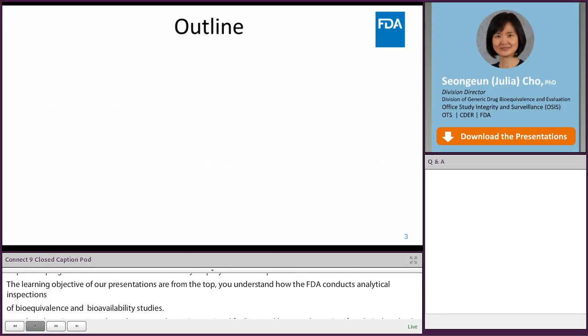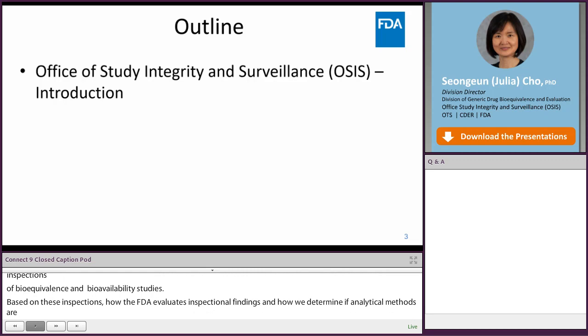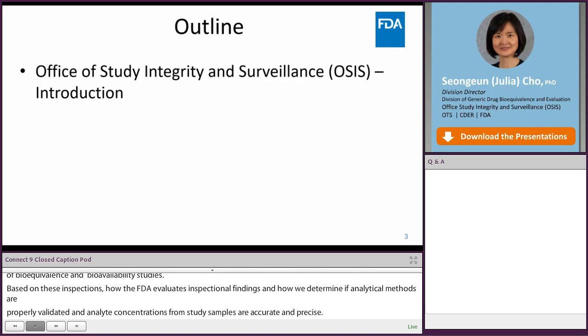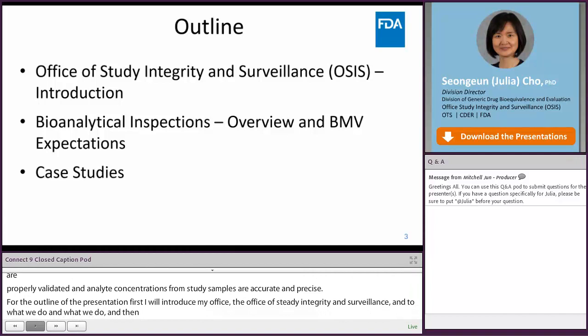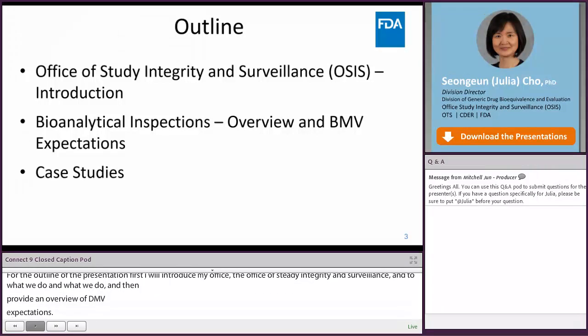For the outline of the presentation, first, I will introduce my office, the Office of Study Integrity and Surveillance, as to what we do and why we do what we do, and then provide an overview of bioanalytical inspection and elaborate on inspectional activities that are in line with expectations of the BMV guidance. Then John will be presenting a few case studies based on our inspections and inspectional experiences, and we will end the presentation with some conclusions.